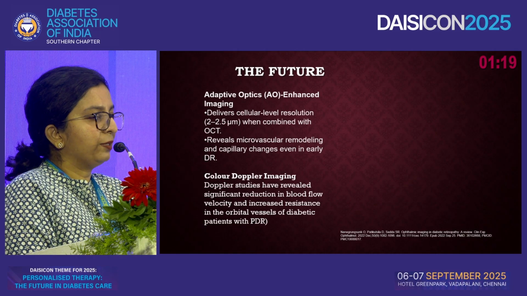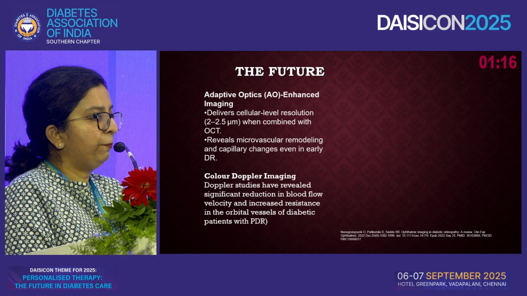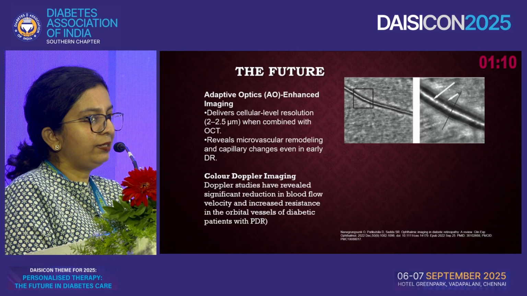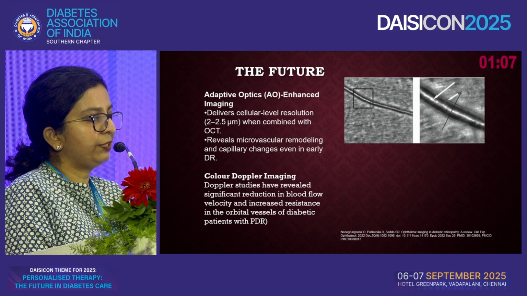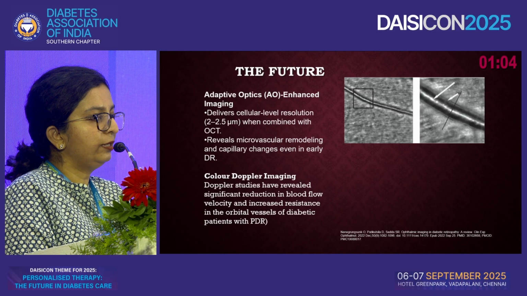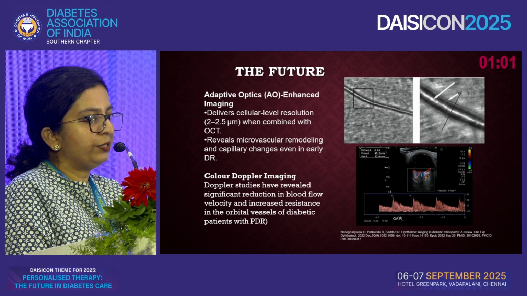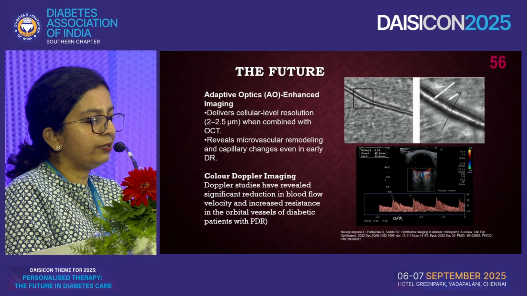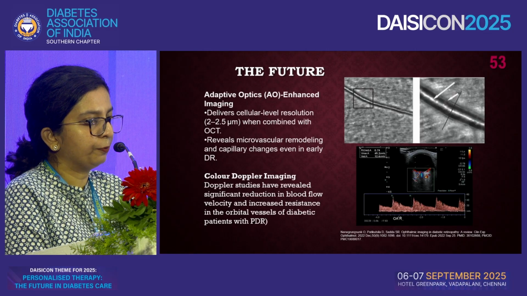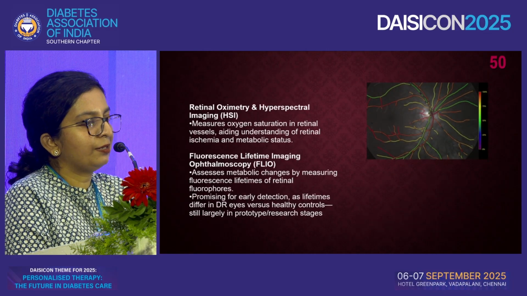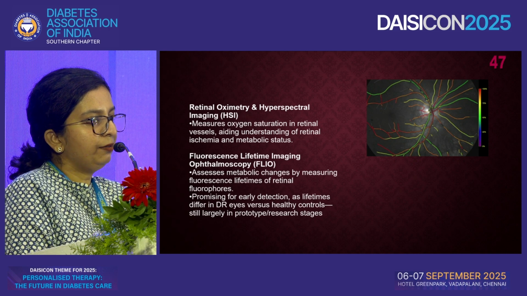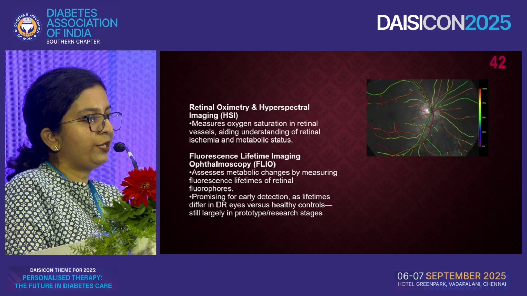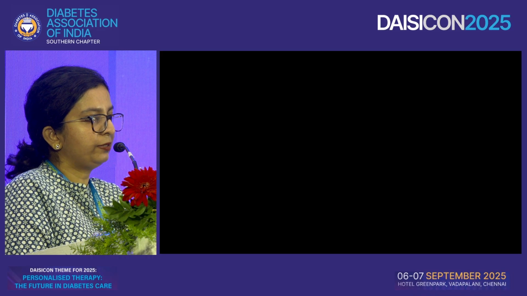So some recent advances which we're seeing in the distant future would be adaptive optics imaging, where cellular level resolution can be obtained with OCT, and we can see the microvascular changes and capillary changes even in early retinopathy stages. The other thing would be color Doppler imaging, where a significant reduction in blood flow velocity and increased resistance in the vessels denotes early or pre-proliferative diabetic retinopathy. And retinal oximetry is another upcoming imaging modality, where oxygen saturation in various retinal vessels can be measured early. So this gives us an idea of where the retinal ischemia is and the metabolic status also.